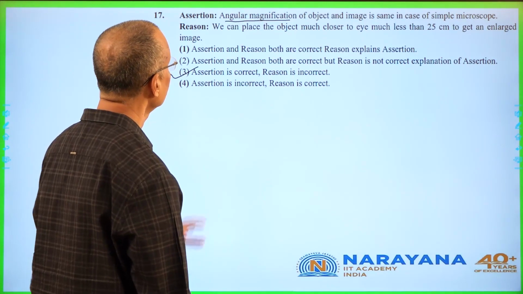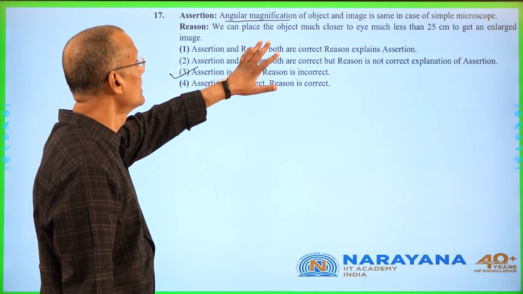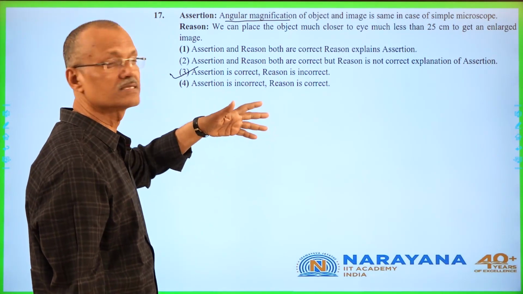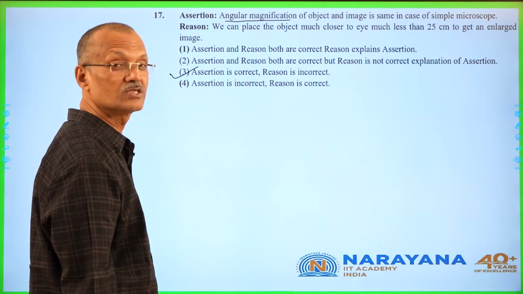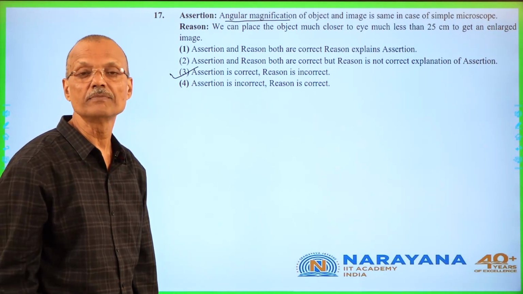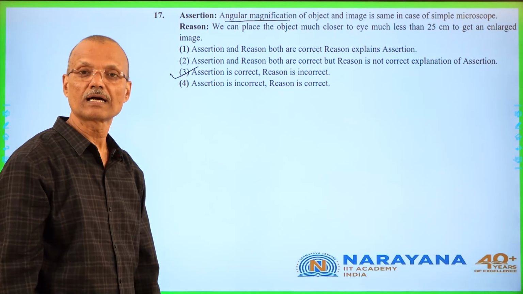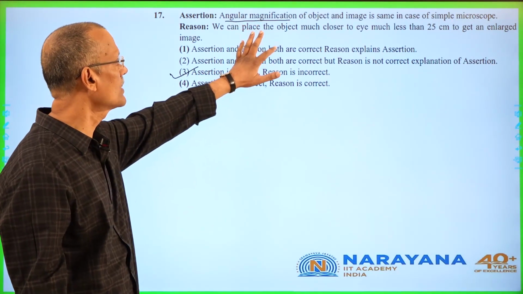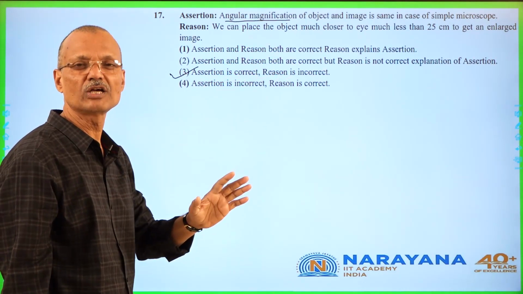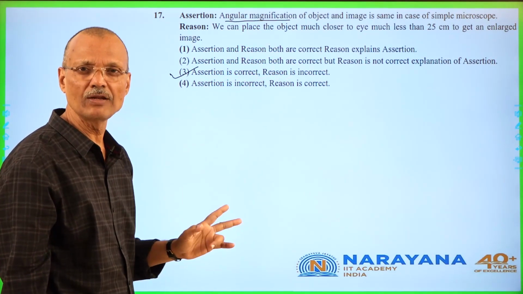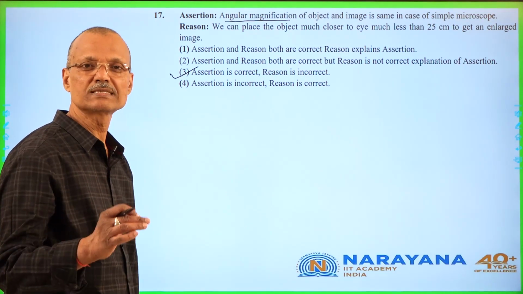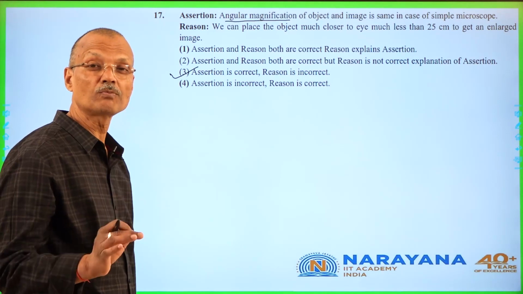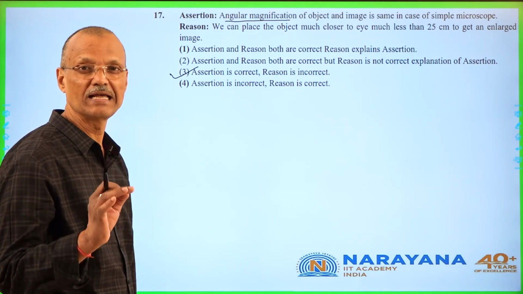Assertion is correct under that condition, because these are memory based questions, so many grammatical mistakes or sentence framing mistakes are there. When the correct question comes, we will come with the correct solution. Here I think it will be angular magnification and linear magnification, both will have the same value. Not only in the case of a simple microscope, I am thinking that in the case of a compound microscope also we take it as nearly equal.